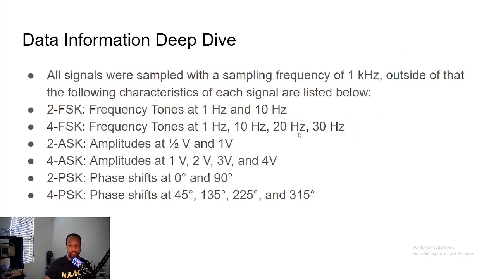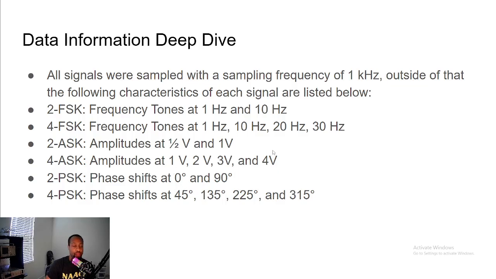So here's just a deep dive into how I did the tones in MATLAB. They were sampled at 1 kilohertz. For 2-FSK, I had tones at 1 hertz and 10 hertz, and for 4-ary, I had 1 hertz, 10 hertz, 20, 30. For the amplitudes, 0 was 1/2 volt to -1/2, and then 1 was 1 volt to -1 volt. And then for 4-ary, 0, 0 was 1 volt, 0, 1 was 2 volts. I'm sorry, 1, 0 was 3 volts, and then a bit input of 1, 1 was 4 volts.